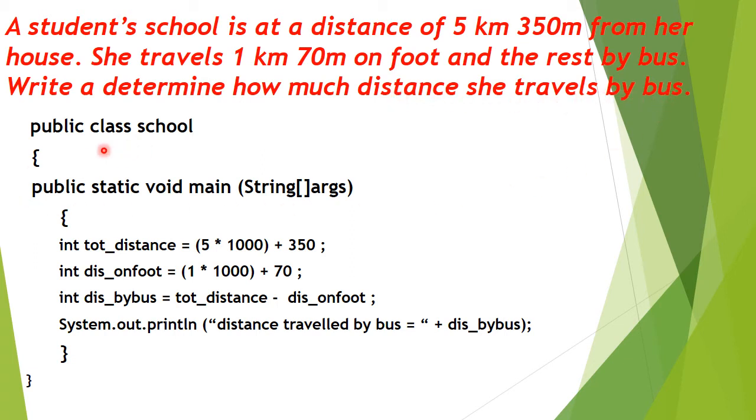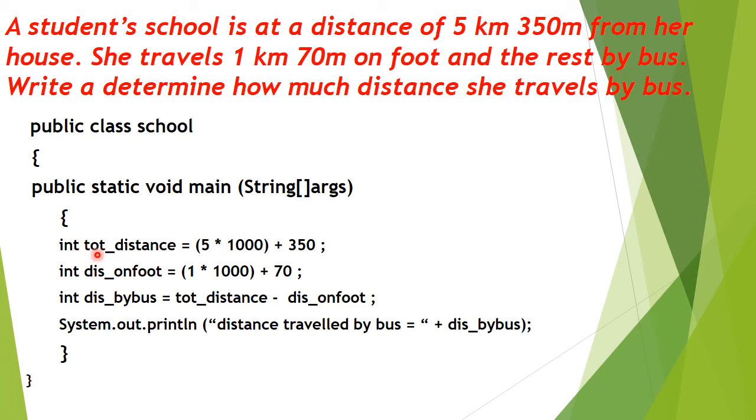So first of all we will declare the class. You know that in any program, first of all we have to declare the class. Class name is school. Then we will declare the function. This is main, public static void main, and then we will start to declare the variable. So first variable I declare as total distance.